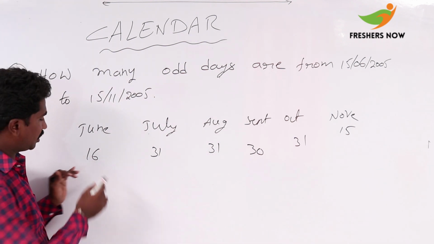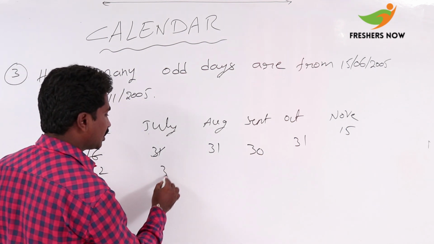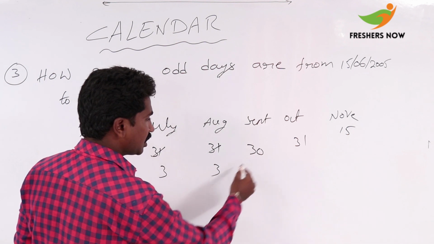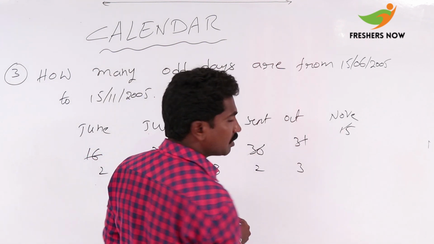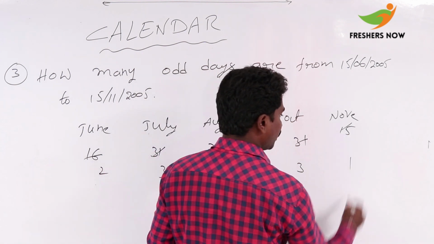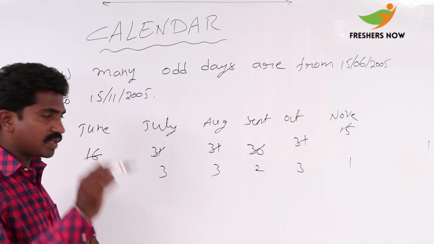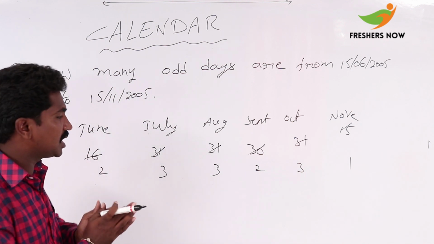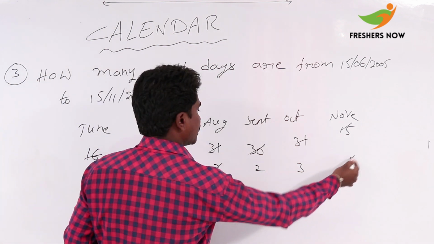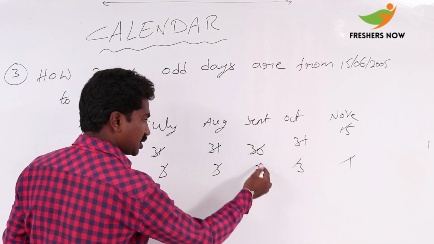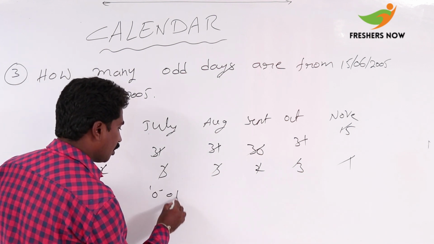7 2s are 14. Remaining 2 days. Here 31 days. 7 4s are 28. Remaining 3 days. 7 4s are 28. Remaining 3. 7 4s are 28. Remaining 3. Here 7 2s are 14. Remaining 1. Here we can add all the days or we can divide with 7. Group 7 days and leave those days. 3 plus 3 plus 1, 7. 3 plus 2, 5 plus 2, 7. So we get 0 odd days.